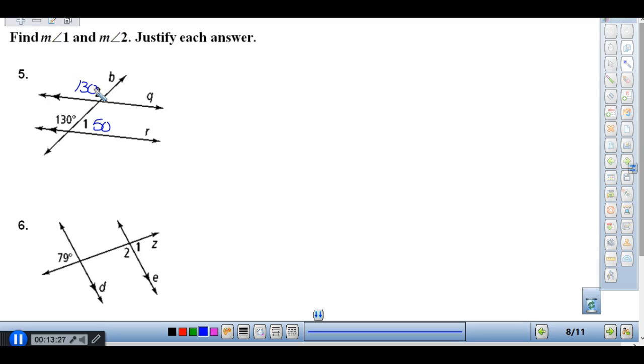Here's 79. What's angle 1? 79. Why is it 79? Alternate exterior, yep. And angle 2 is 101 because of linear pair, yep, because they are a linear pair.